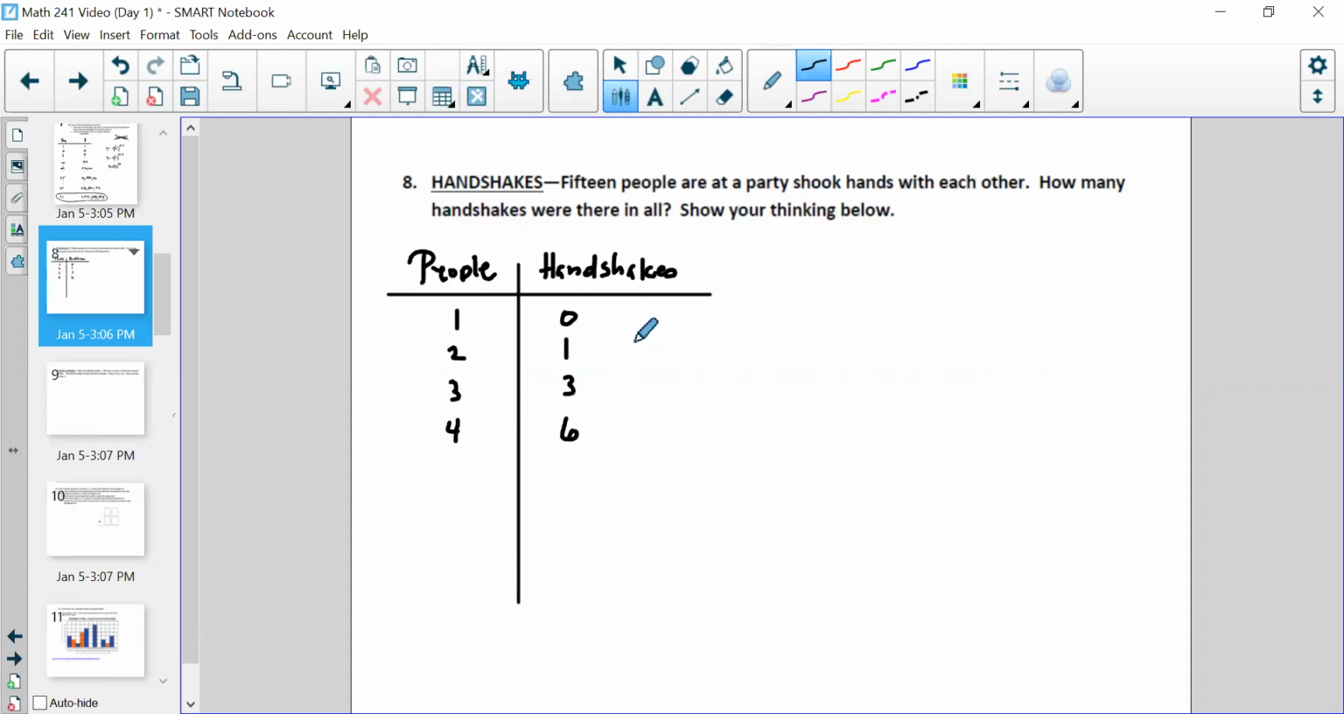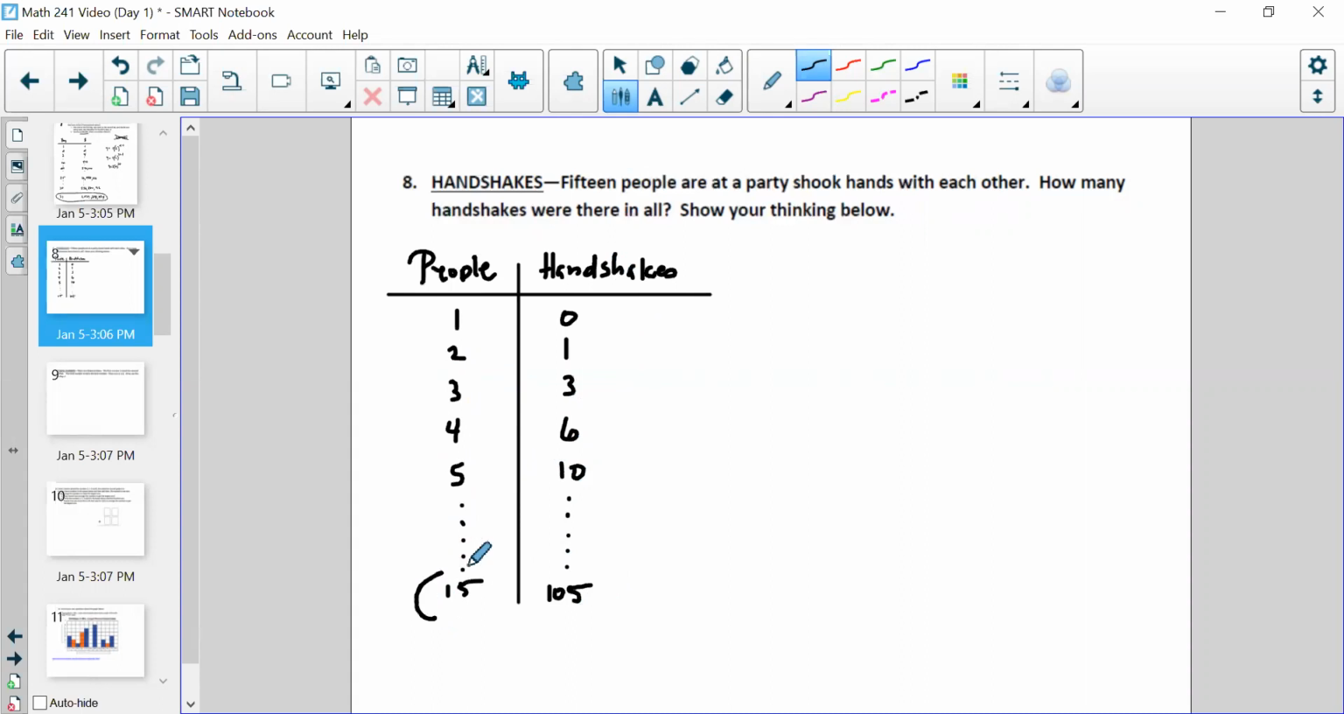And sometimes it may be good to draw this out for you to see, or you can even model with your kids in class. 5 people, there would be 10 handshakes. And then if I kept going, if they had 15 people, it would be 105 handshakes.